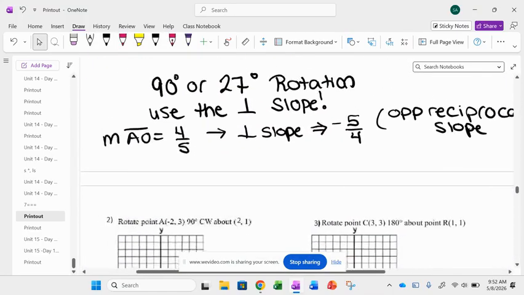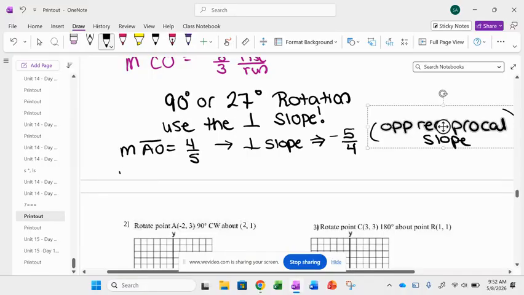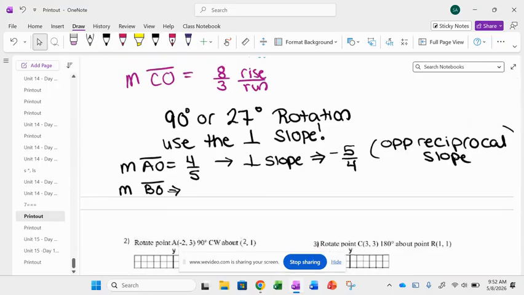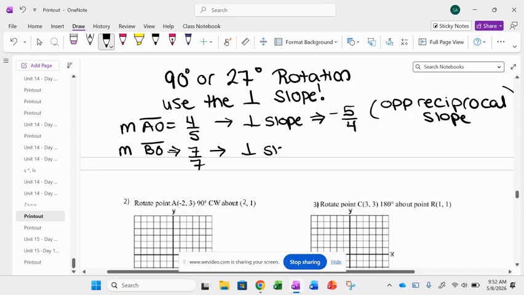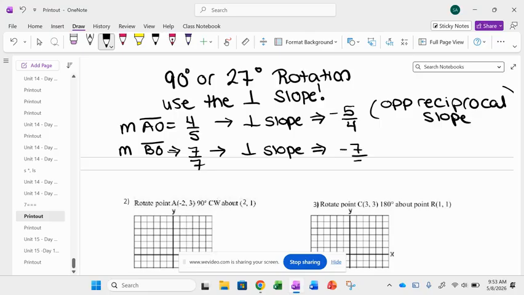Okay, so now the slope of BO was, what was it? 7/7? So then what is the perpendicular slope of 7 over 7? Jordan? Oh, we don't simplify. Negative 7 over 7, right? Opposite reciprocal.